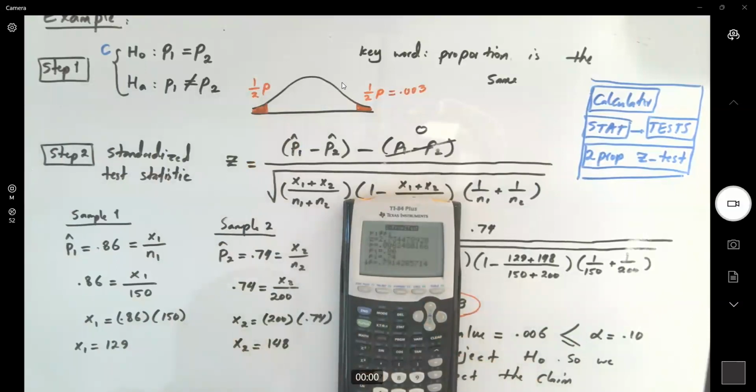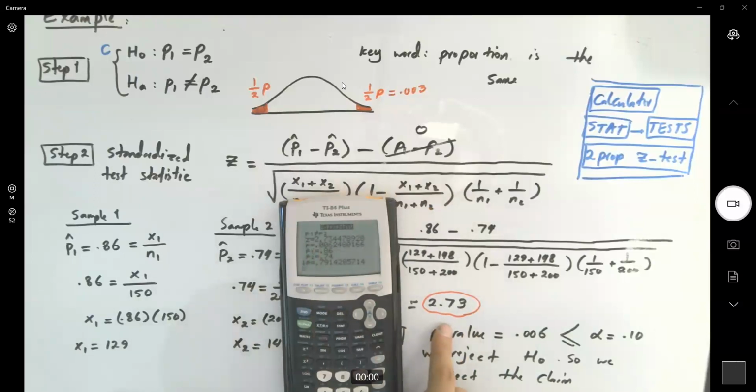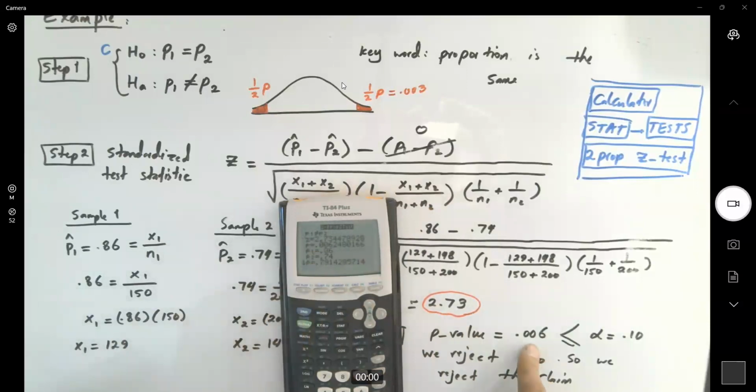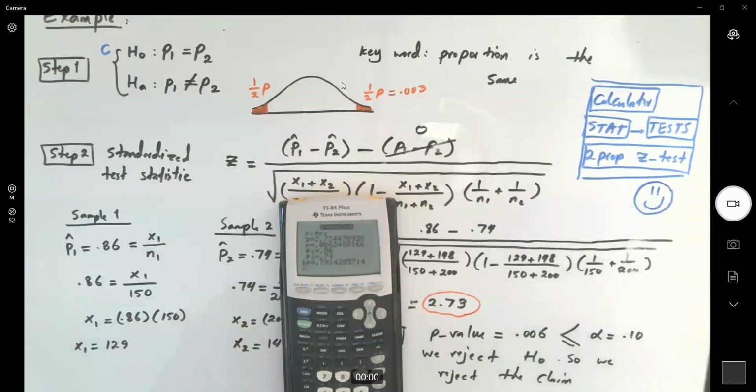Let's do the calculation and see what we have. It says your Z should be 2.73. Let's go down a little bit. And here you have N1, N2, P bar. Do we have information on P bar? Nope. Okay, that's fine. And the p-value is 0.006. Our p-value is the same here, and our calculations are all correct. The smiley face here. And that's how it's done.